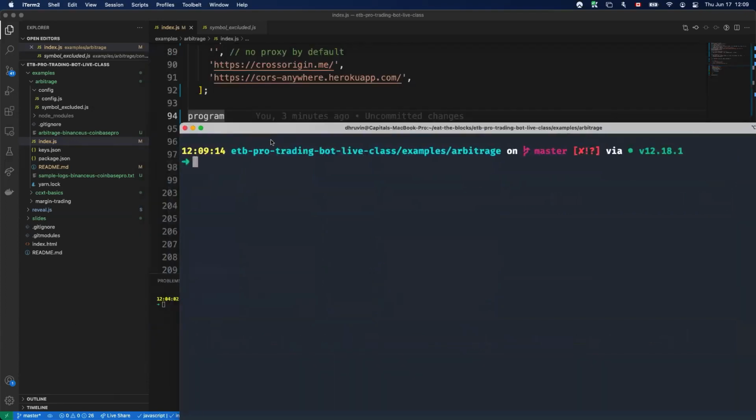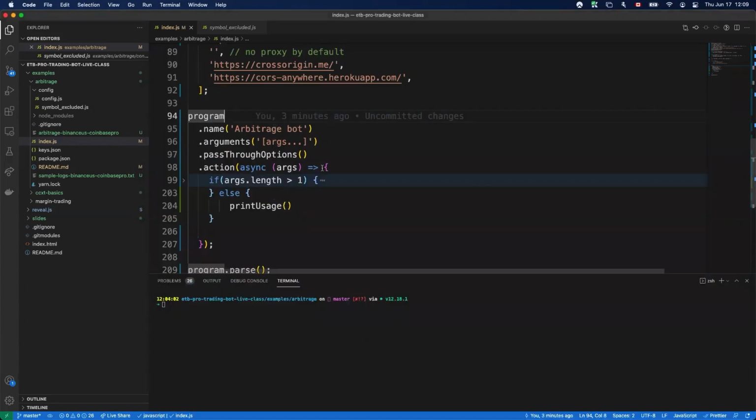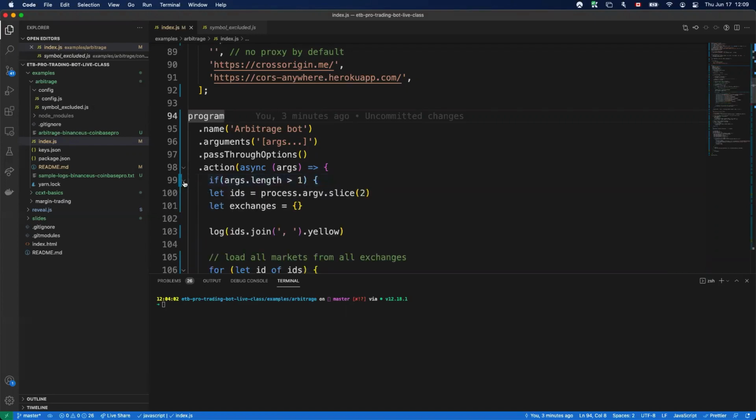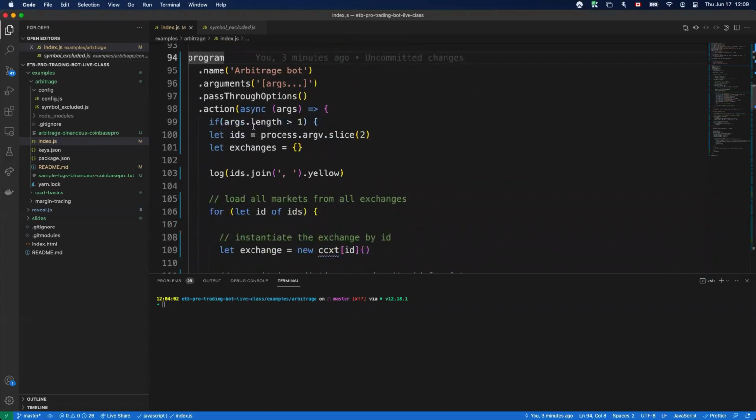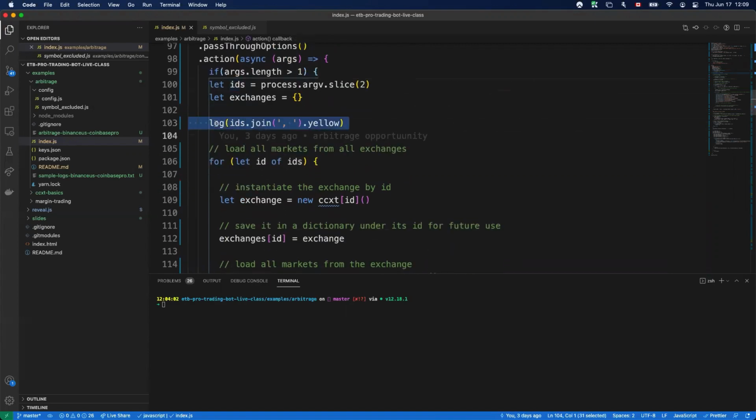Okay, so let's go through the code. What's going on here? The very first thing that we are going to look at is that the number of exchanges that we pass should not be 1, otherwise there is no point in making any arbitrage. So we are grabbing the exchange IDs. The CLI arguments that we just passed are nothing but the exchange IDs. After that, we are printing the exchanges which the user wants to arbitrage. So the bot will print that.